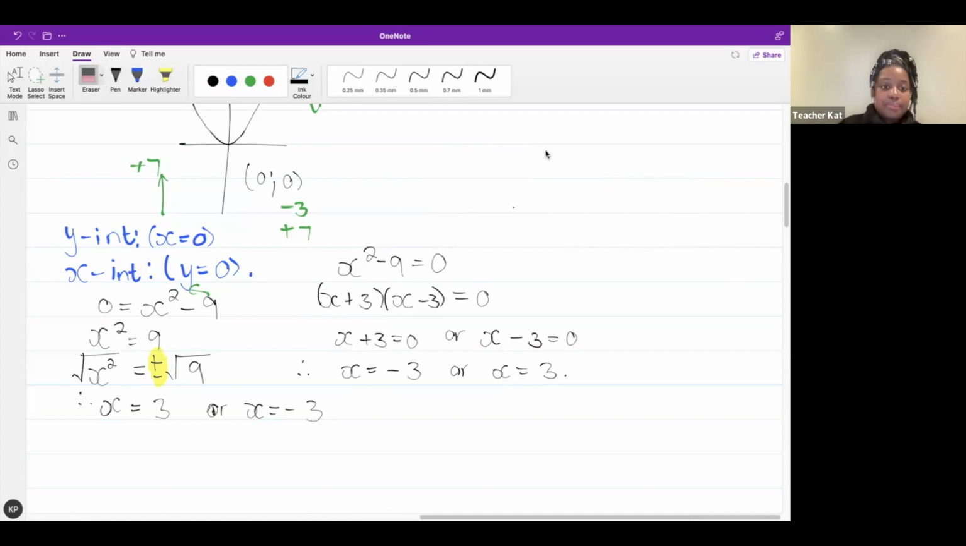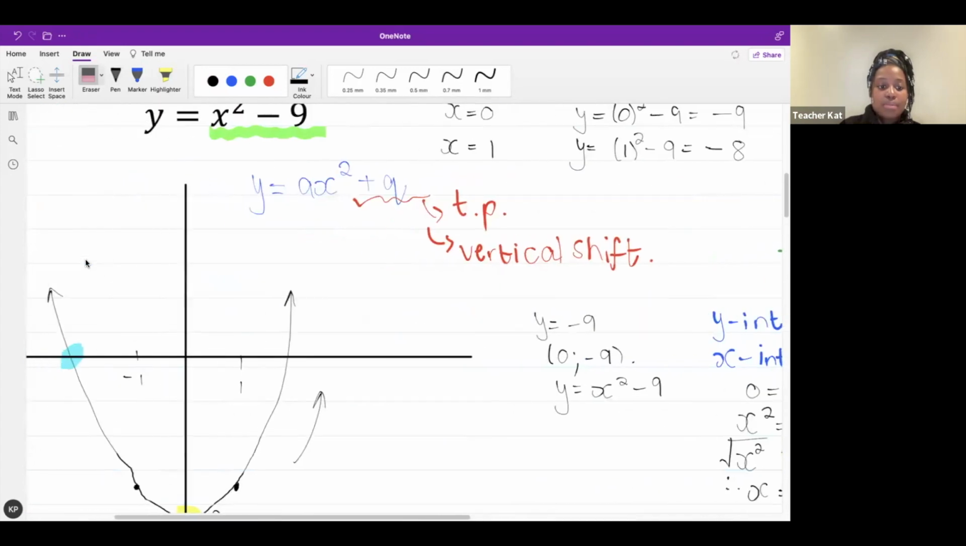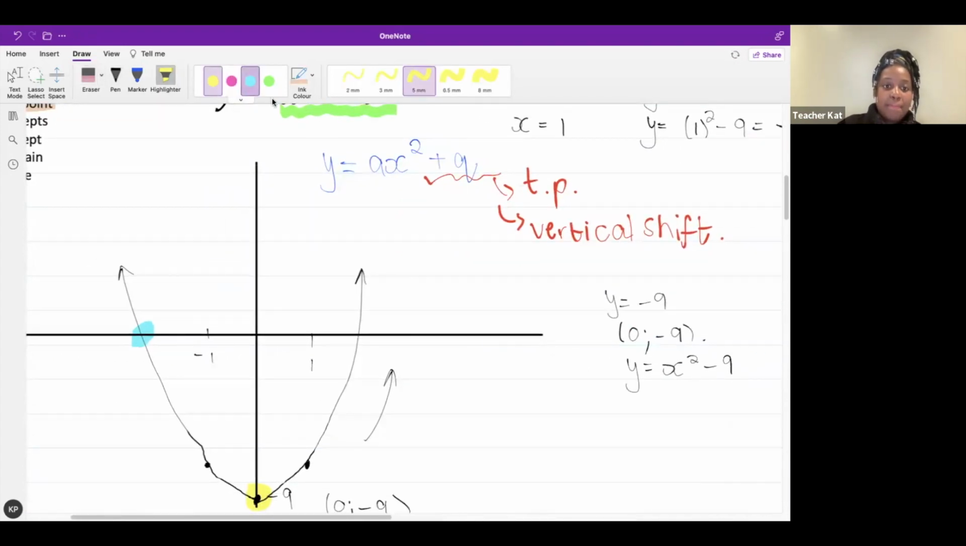All right. So there are the intercepts. And since this was a sketch, it wasn't to scale. But now I know, after working this out, that this point over here is negative 3, and this one over here is positive 3.